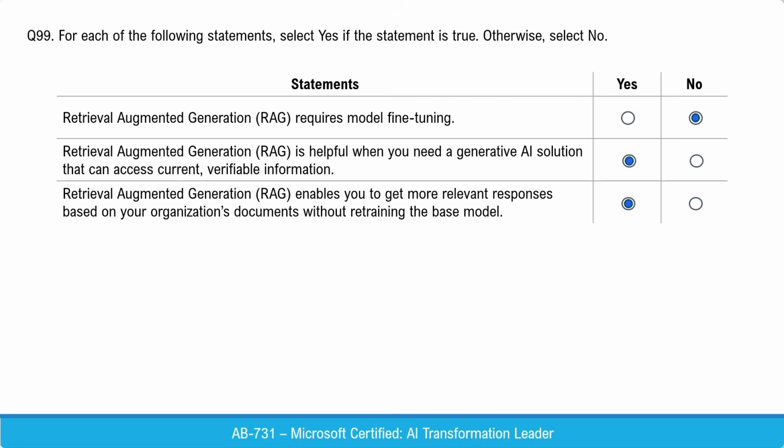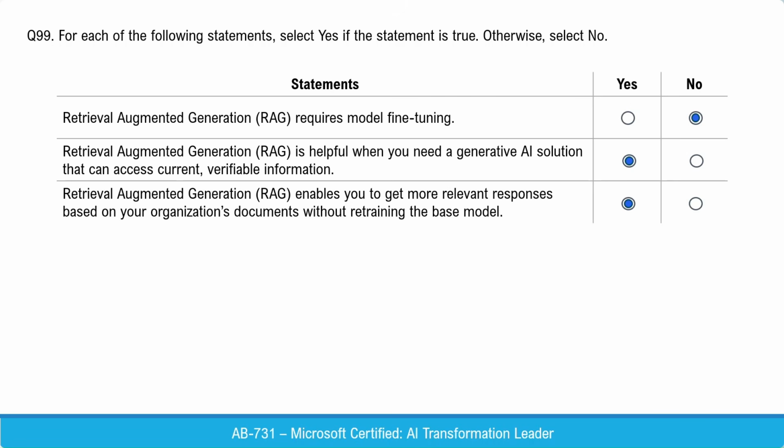The first statement says RAG requires model fine tuning. Well, that is incorrect. RAG does not require fine tuning. Instead of retraining the model, it retrieves relevant information from external data sources at runtime and uses that information to generate responses. Statement 2, RAG is helpful when you need a generative AI solution that can access current verifiable information. That is correct. RAG is very useful when you need access to current and verifiable information. It pulls data from sources like internal documents or knowledge bases, ensuring that responses are grounded in real and up-to-date information.